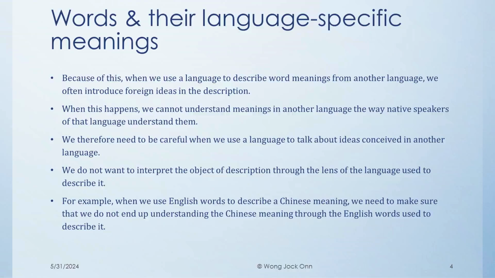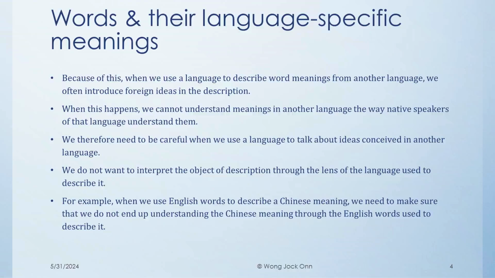Because of this, when we use a language to describe word meanings from another language, we often introduce foreign ideas in the description. When this happens, we cannot understand meanings in another language the way native speakers of that language understand them. We therefore need to be careful when we use a language to talk about ideas conceived in another language. We do not want to interpret the object of description through the lens of the language used to describe it.